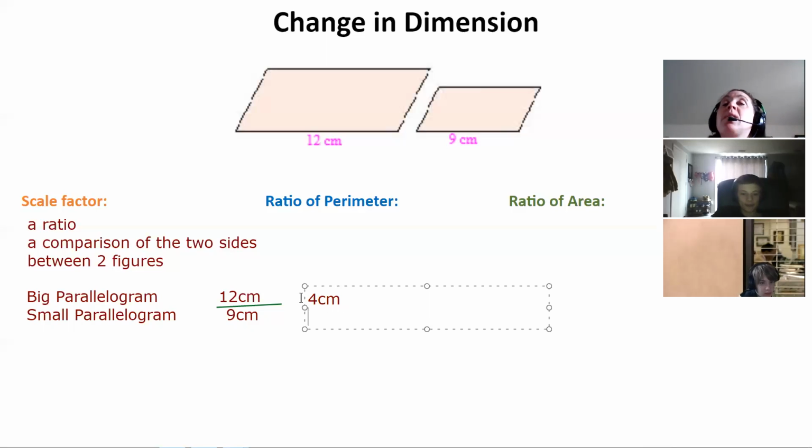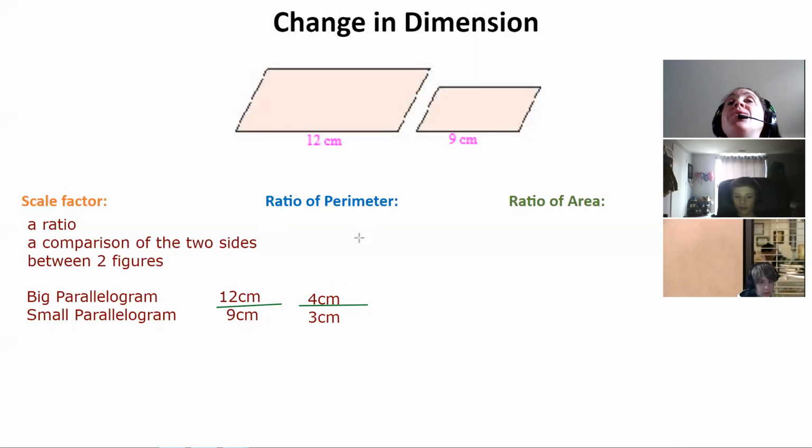So Parker, you were right. We divide by 3, we get 4 centimeters over 9 centimeters. So that would be the scale factor. So if they ask you for the scale factor, you're just comparing the two sides and then reducing that fraction.